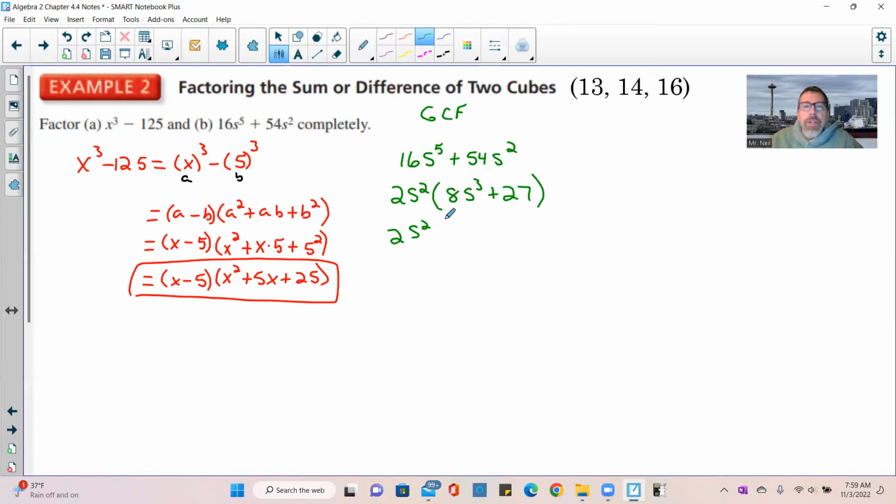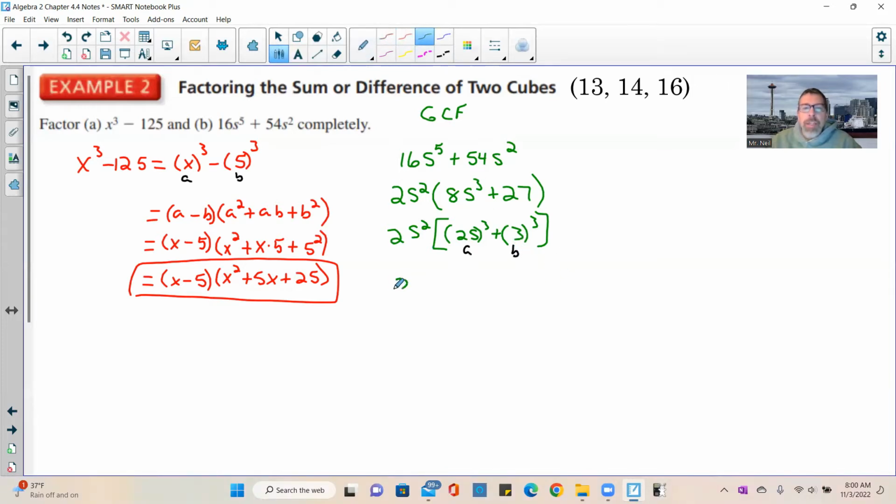So it's 2s squared times, and let me use a bracket here because it's going to be a parentheses inside a parentheses. And I want to factor this. So here's our first term. Well, what's the cube root of 8? It's 2. What's the cube root of s to the 3rd? S. So you write 2s to the 3rd power plus 27. The cube root of 27 is 3 to the 3rd power. So what I just found here is my a, which is 2s, and my b, which is 3.